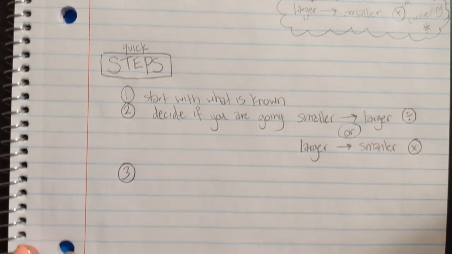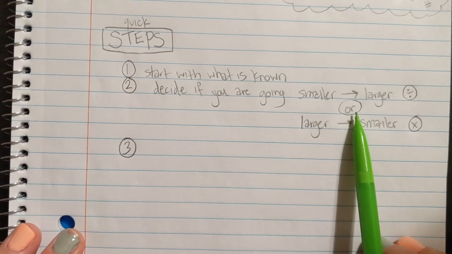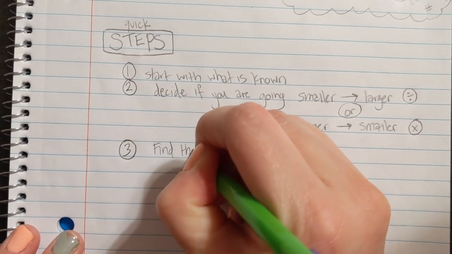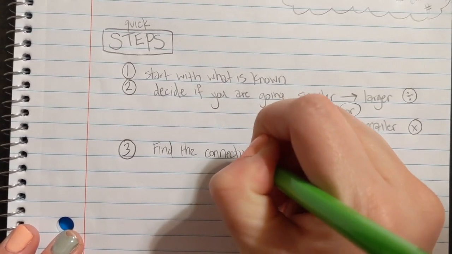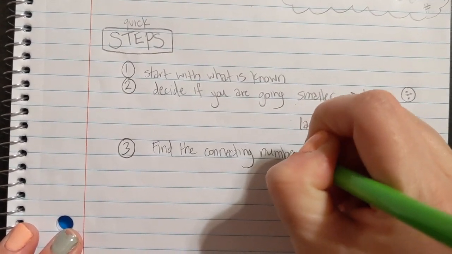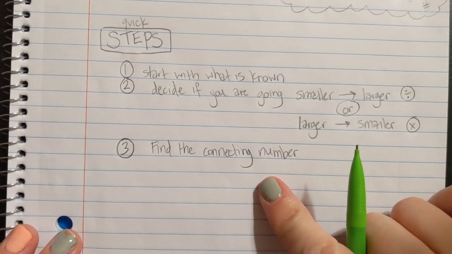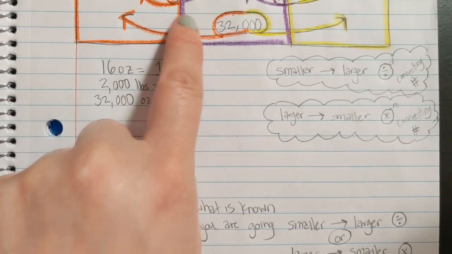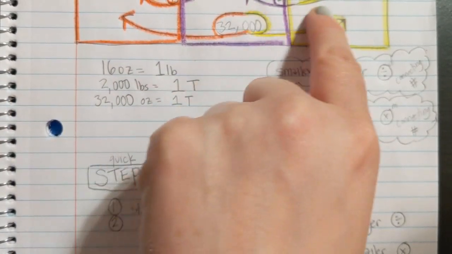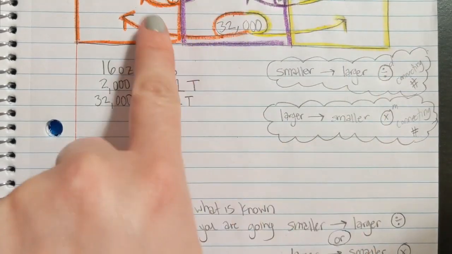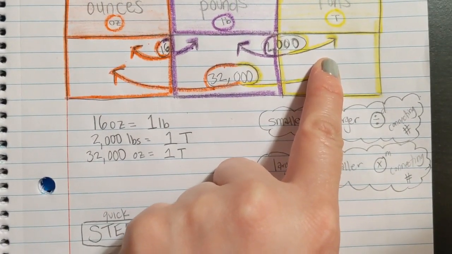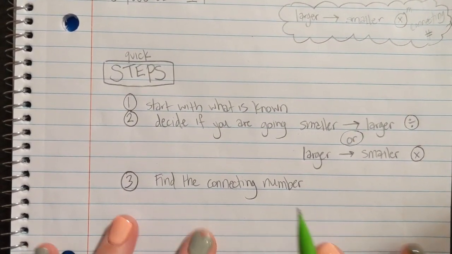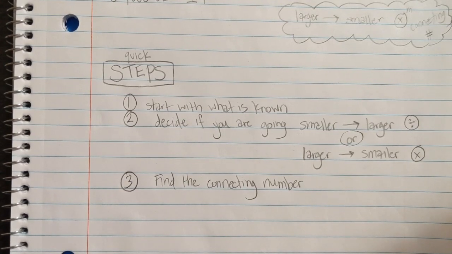Step number 3. Once you have decided that, you need to find the connecting number. So if I'm looking at this example, the connecting number between ounces and pounds is 16. The connecting number between pounds and tons is 2,000. And remember, the connecting number between ounces and tons is 32,000. So you need to know those connection numbers. That's just something you're going to have to start memorizing. And it should come pretty easily because there's just 3 numbers you have to remember.